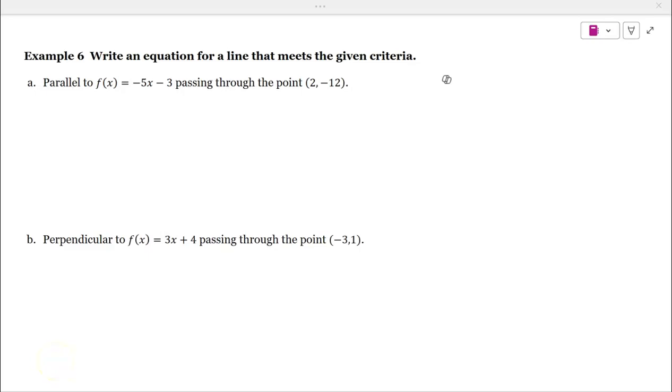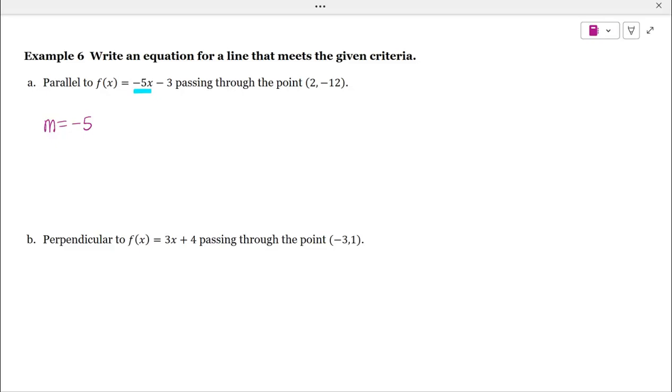In example 6, we're going to write an equation for each line that meets the criteria that we've been given. For A, we want to find a line that is parallel to the line negative 5x minus 3 and passing through the point 2, negative 12. We know that parallel lines have the same slope, so we're going to use the slope that's given in the original line, which is negative 5. So we know that our slope is going to be negative 5 for our new line.